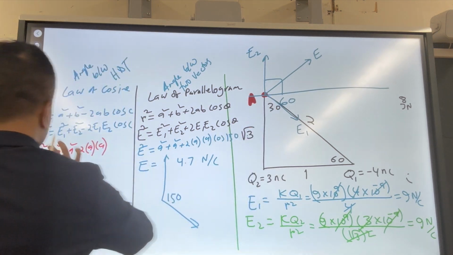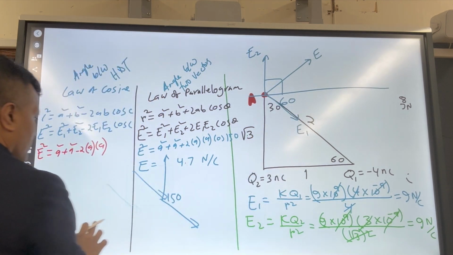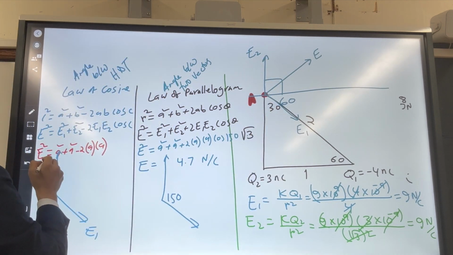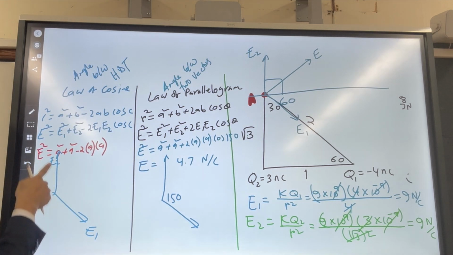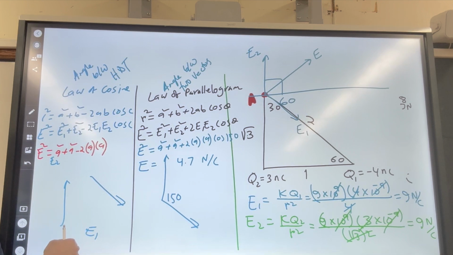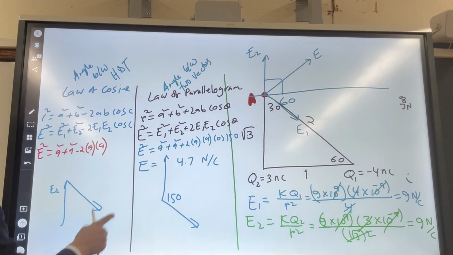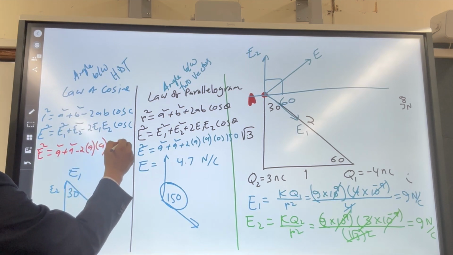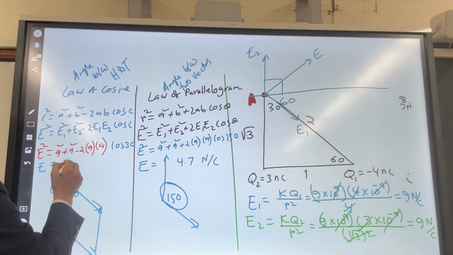Okay, let's draw this vector E1. Let's draw the vector E2. Now, let's put E1 on the head of E2. Okay, if that's the case, then what is the angle? Finish the parallelogram, then it's going to be obvious. This one we already know is 150. If this one is 150, this one has no choice but to be 30. So cosine 30. So E has to be nothing but 4.7.